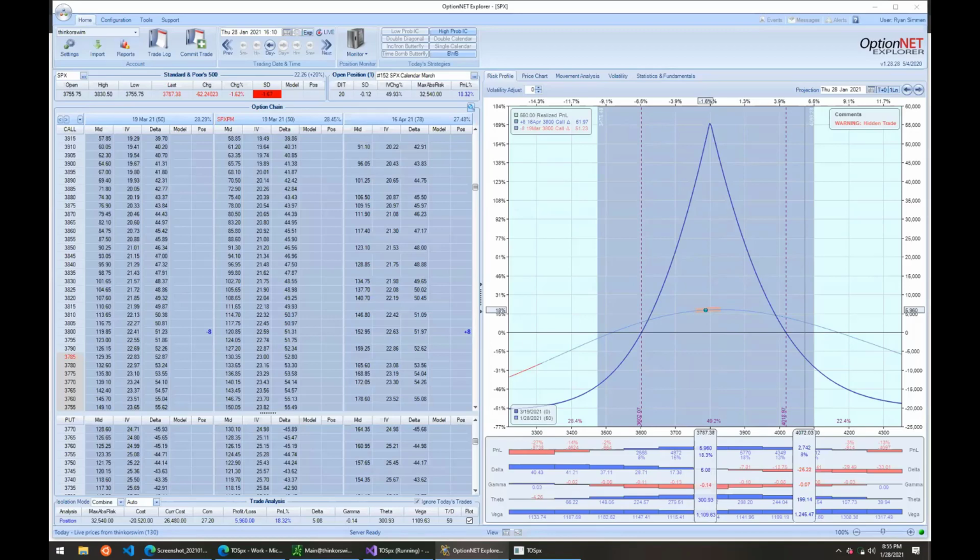Yeah, so I got into this particular calendar at about 70 DTE, and I was in it for 21 days and made 20%. So that seems to be pretty typical. Around 30 days in trade, and you'll make around roughly 20%.